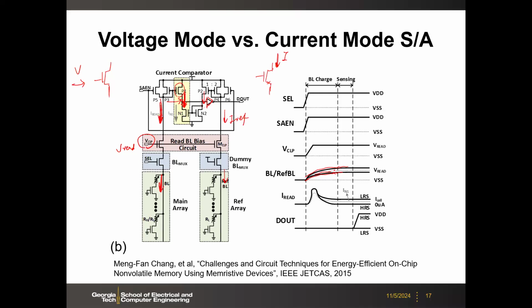And then you turn on the sense amp enable signal here. Then this circuit will flip. And finally, you will get the output here. After this inverter, you will get the voltage output, high or low. So this is the current mode.